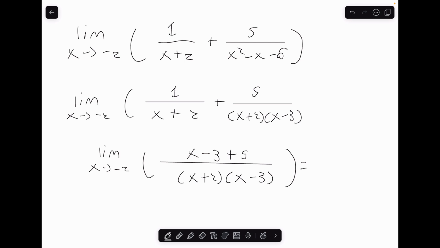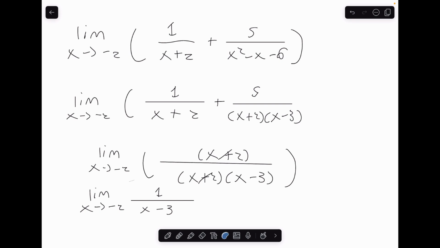What can we cancel in the numerator? We can just simplify this. So 5 plus negative 3 is just positive 2. So let's just change that to positive 2. So we have x plus 2 and x plus 2, and we're going to cancel those out. And then we're left with the limit as x approaches negative 2 of 1 in the numerator, and then x minus 3 in the denominator.